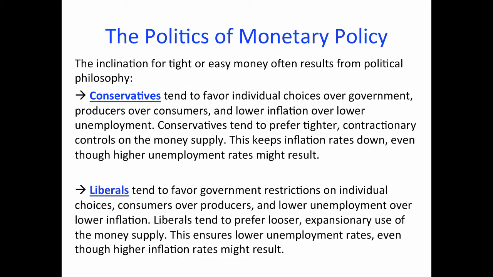Of course, we cannot finish even a brief discussion of monetary policy without mentioning its linkages to politics. As you can see in this slide, in general, not always, but most frequently, conservative politicians and policymakers tend to prefer tighter, contractionary tools on the money supply. This keeps inflation rates down, even though higher unemployment rates may result. In contrast, and also in general, most of the time, liberals tend to prefer looser, expansionary use of the money supply. This, in contrast, ensures lower unemployment rates, even though higher inflation rates might result. Now, since this is a managerial econ class, not political economy, I want to leave it here. But the politics of monetary policy is a very interesting subject.